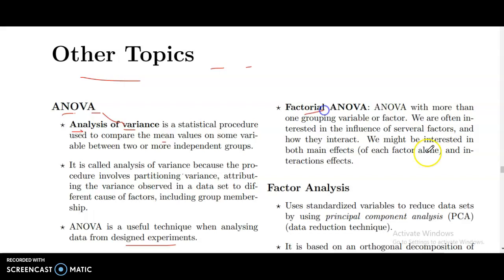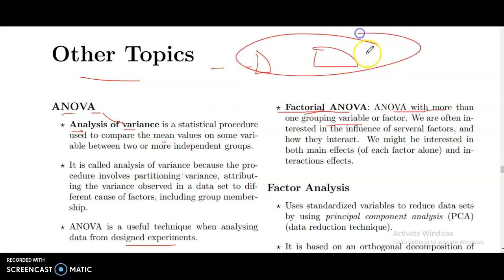Factorial ANOVA. ANOVA with more than one grouping variable or factor. We are often interested in the influence of several factors and how they interact. We might be interested in both the main effects of each factor and in interaction effects.